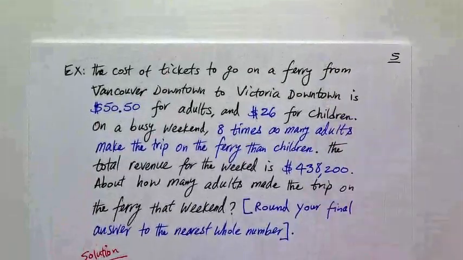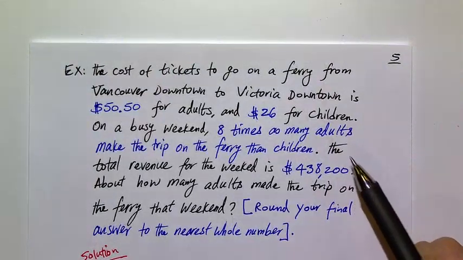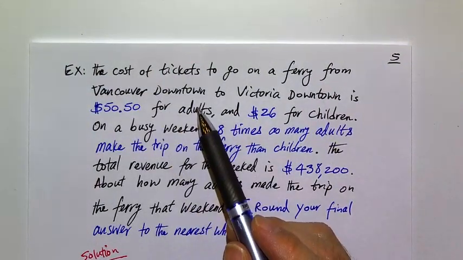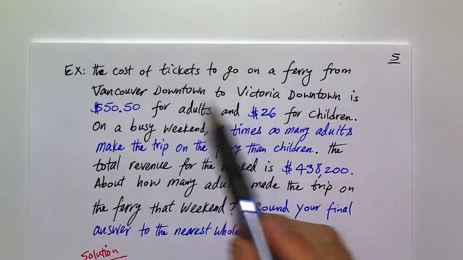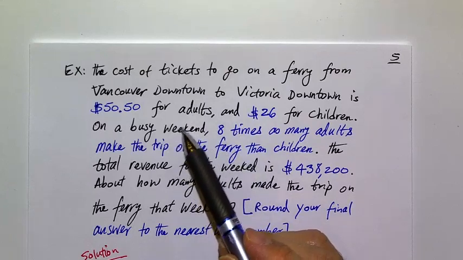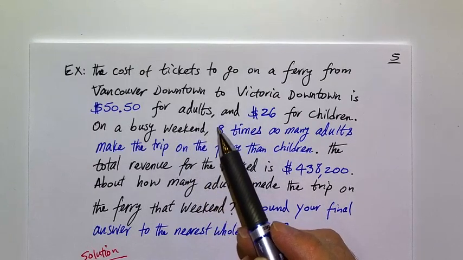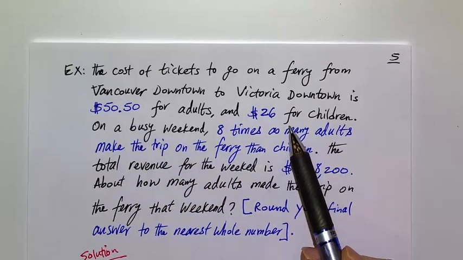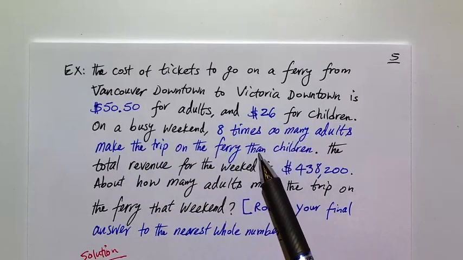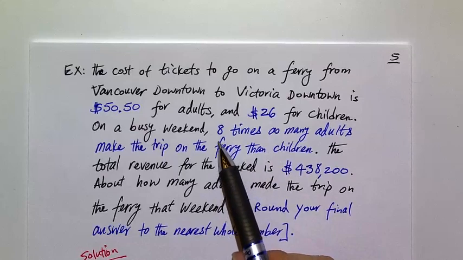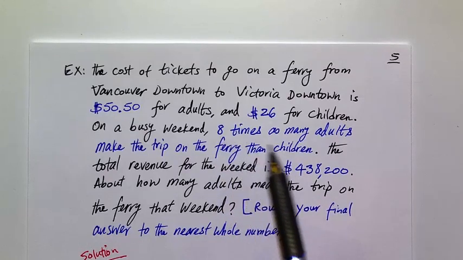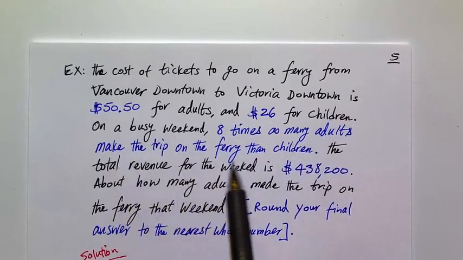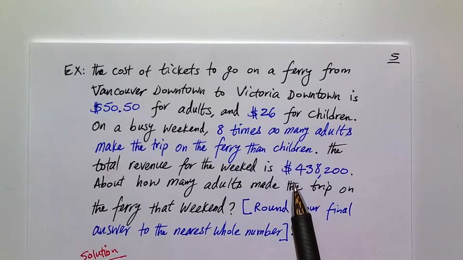So here, the context we're familiar with, it's a ferry that is going from downtown to 2 islands. And apparently there are 2 types of tickets being sold. One kind is for adults. The other one is for children, differently priced. And we have a statement that says 8 times as many adults make the trip on the ferry than children.